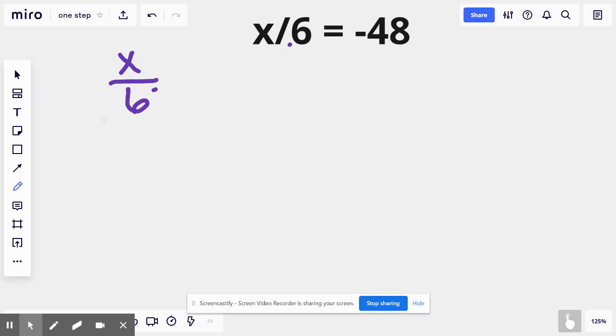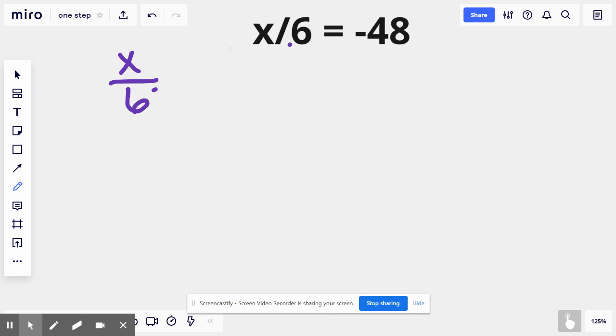What operation are we looking at? We're looking at division. So what's the opposite of division? What do we need to do to both sides? We need to multiply both sides by 6, because when you ask yourself, what is the x doing? Well, it's being divided by 6. What's the opposite of divide by 6?